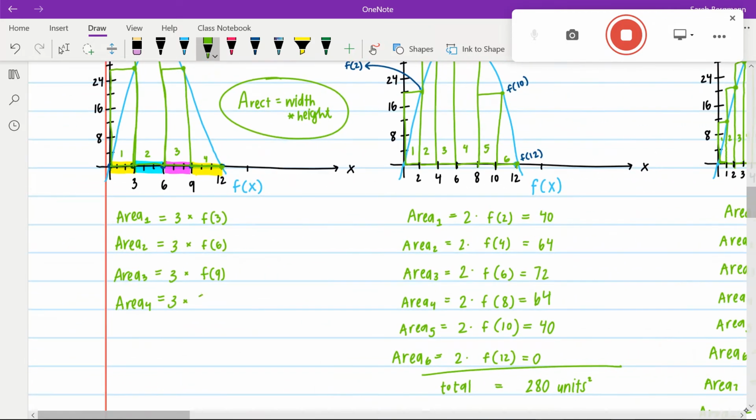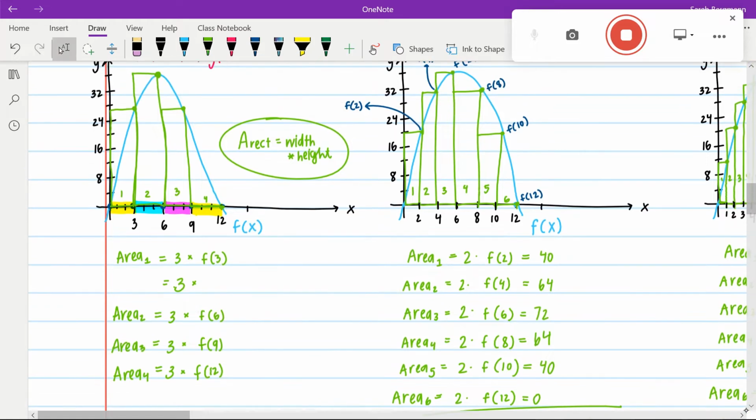It's kind of just a segment. So now we're going to go through each of these. So the first one, for width times height, let me give us some more space. We have 3 times f of 3, because the width is 3, the height we can find by doing f of 3. F of 3, I would plug this into your table. When you plug in 3 to your table, you should get 27. 3 times 27 is equal to 81.